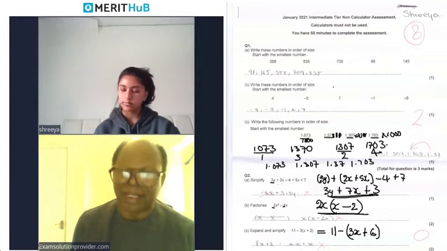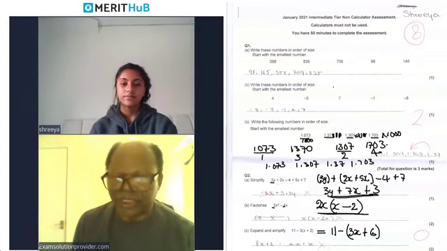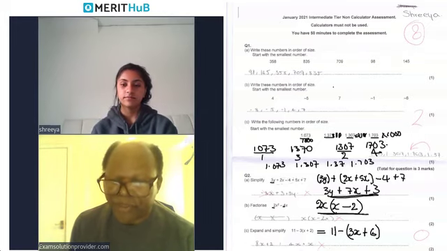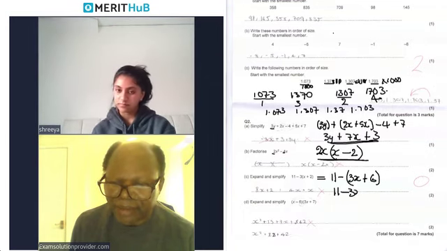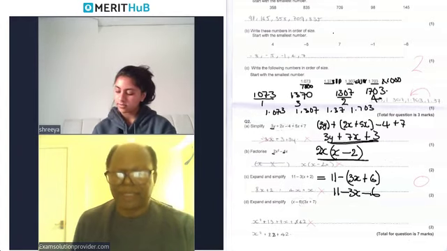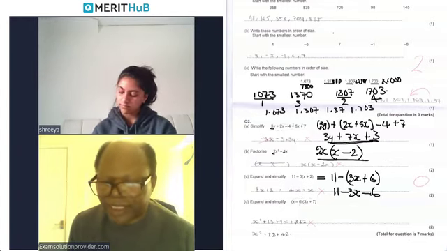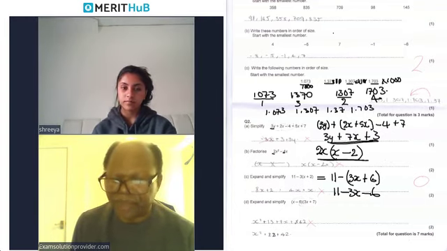So we have taken 3 inside the brackets. Now we need to remove the bracket. So we're going to have 11 minus 3x. And because there's a minus here, plus times minus is going to be minus 6. Now 6 and 11 are numbers, so we can take those away. 11 take away 6 is going to be 5.